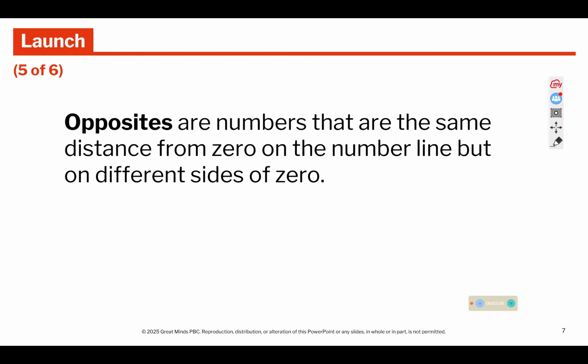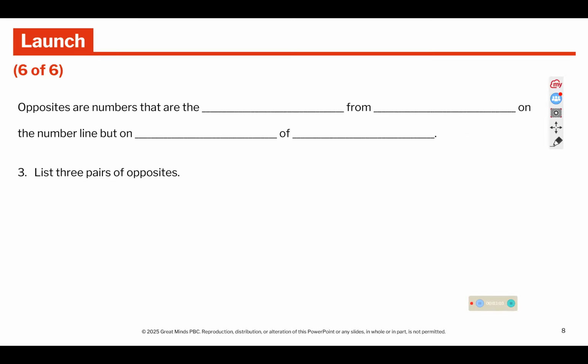So opposites are numbers that are the same distance from 0 on the number line, but they're on different sides of 0. 7 and -7 are opposites. -5 and 5 are opposites. We can fill in that definition in the blanks. Then we need to list 3 pairs of opposites.